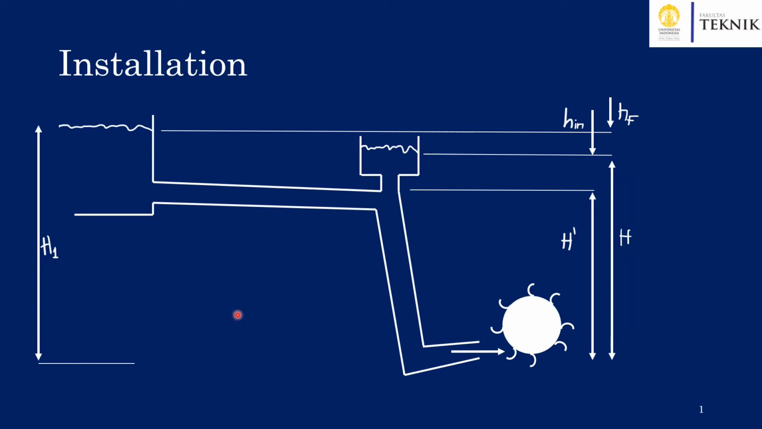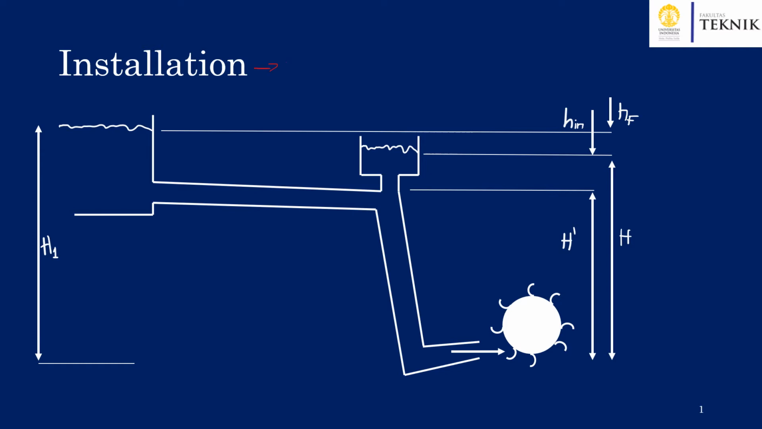Now let's have a look at how a common Pelton wheel, which is a part of an impulse turbine, is installed in a hydroelectric power generation. So before we begin to discuss the head and the losses that occur in the systems, let's get to know the components of a common hydroelectric power generation based on a Pelton wheel.